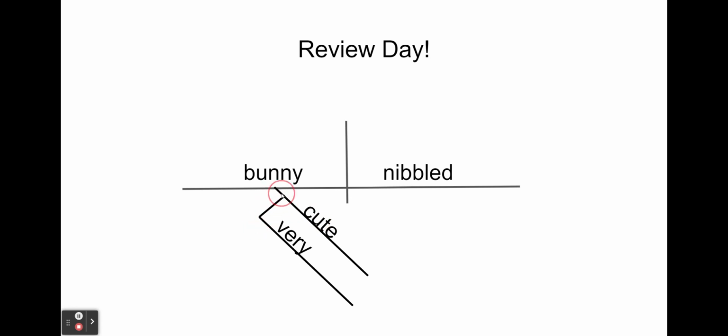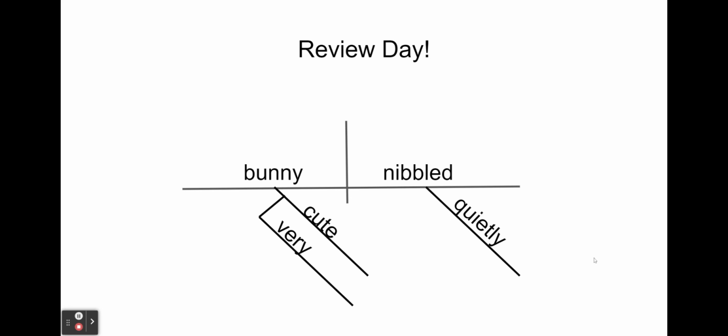So look right here. See how that arm is connecting it to the adjective cute, not to the bunny. If we connect it to bunny, we're saying it's a very bunny. It's a very cute bunny. Very is describing cute. Did you get the word quietly? Nibbled how? Quietly. Right? Quietly describes how the very cute bunny nibbled. Nibbled how? Quietly. How is an adverb question.